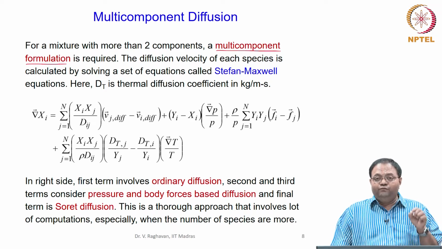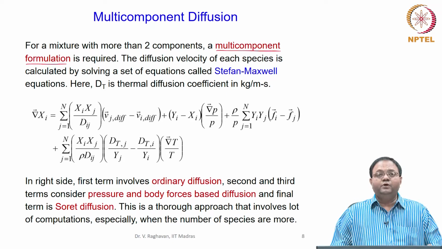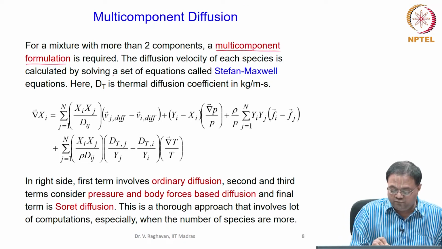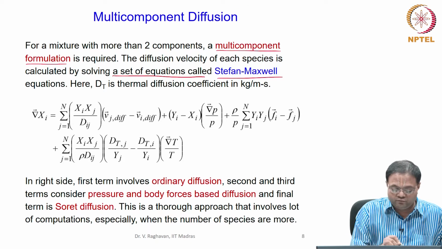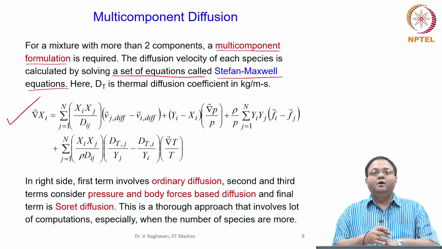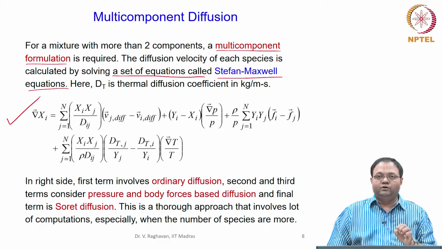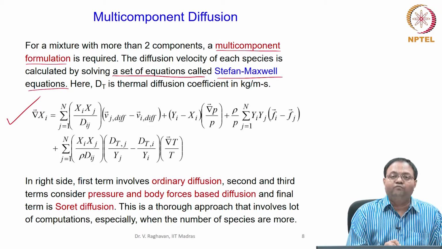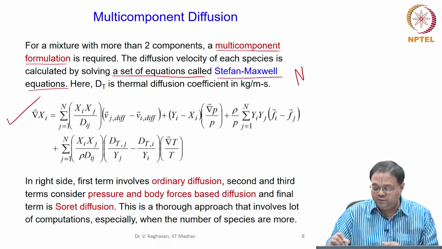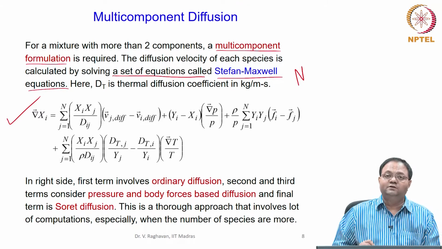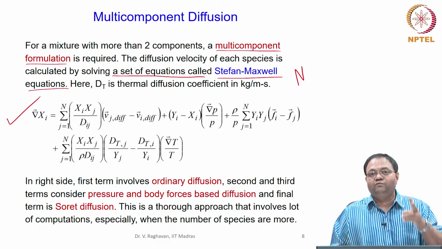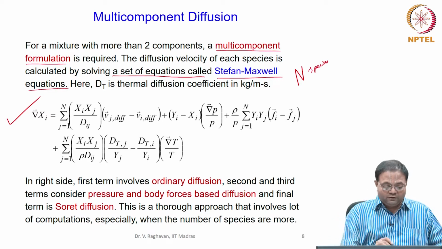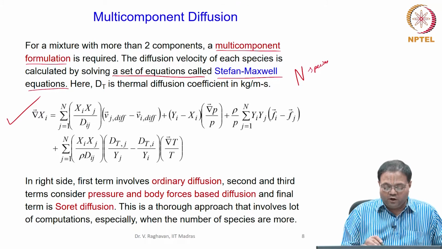Now, the diffusion velocity of each species is calculated by solving not one, but a set of equations, and this is called the Stefan-Maxwell equation. This is the equation. When you want to calculate diffusion velocity, we have to solve a set of equations. This is the gradient of mole fraction of every species. If there are n species, then there will be n equations like this. The set will consist of n equations for n species. So, the gradient of mole fraction will be equal to, there are four terms here.